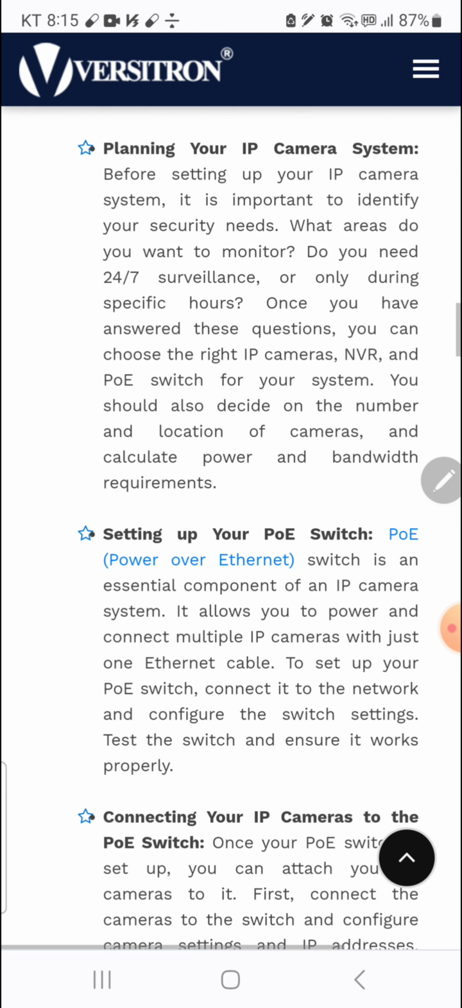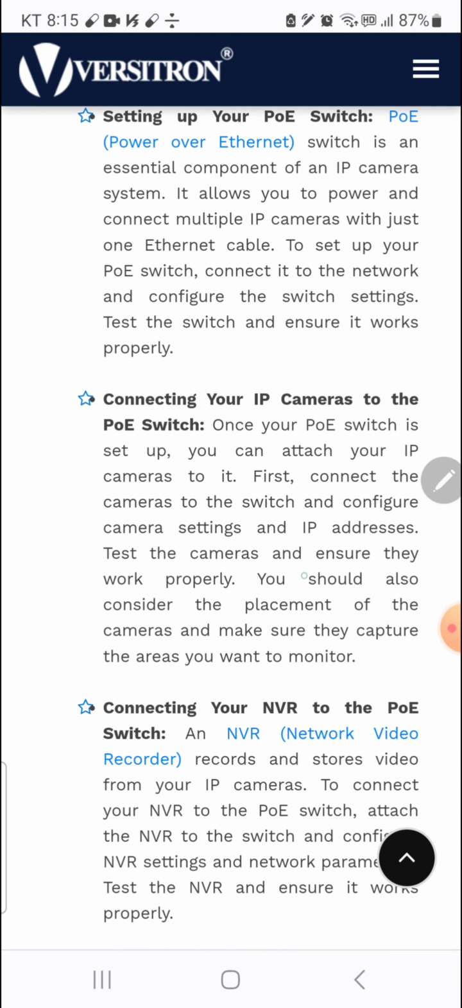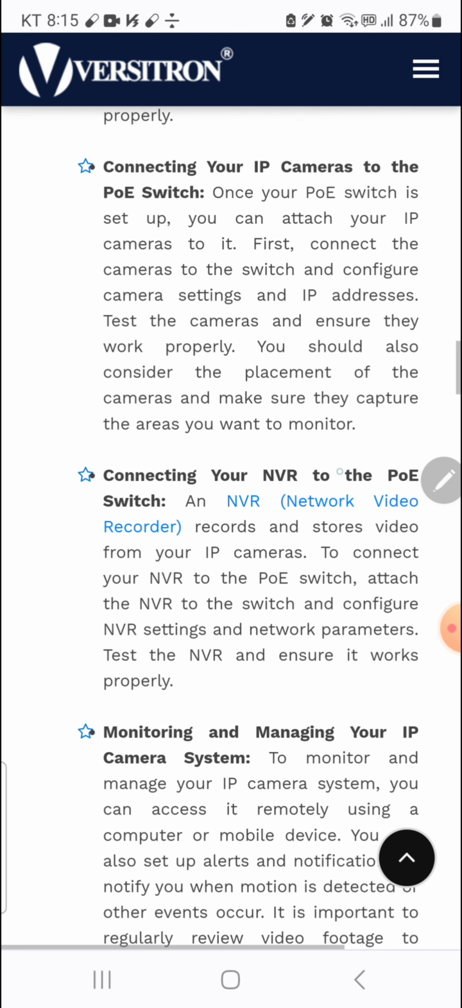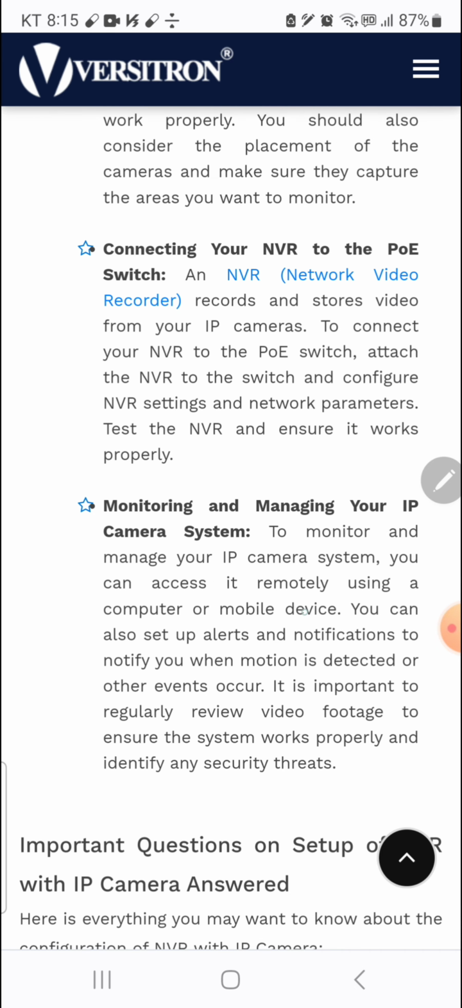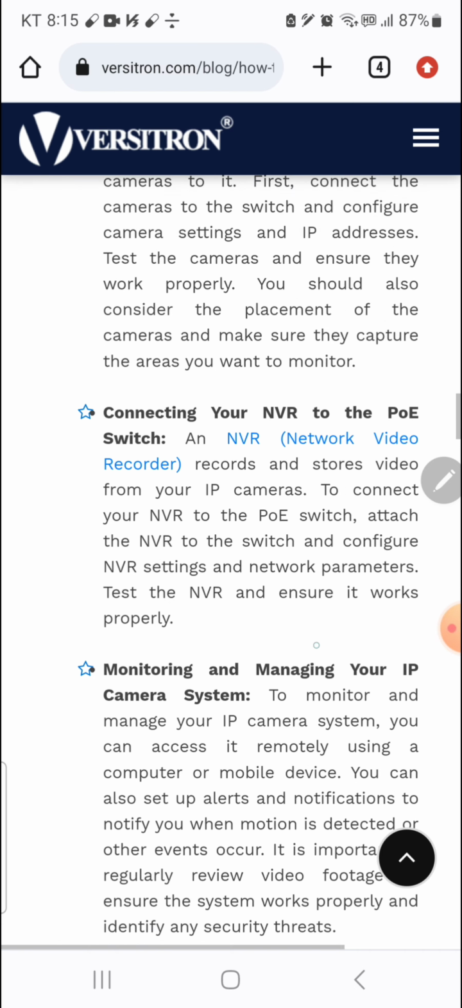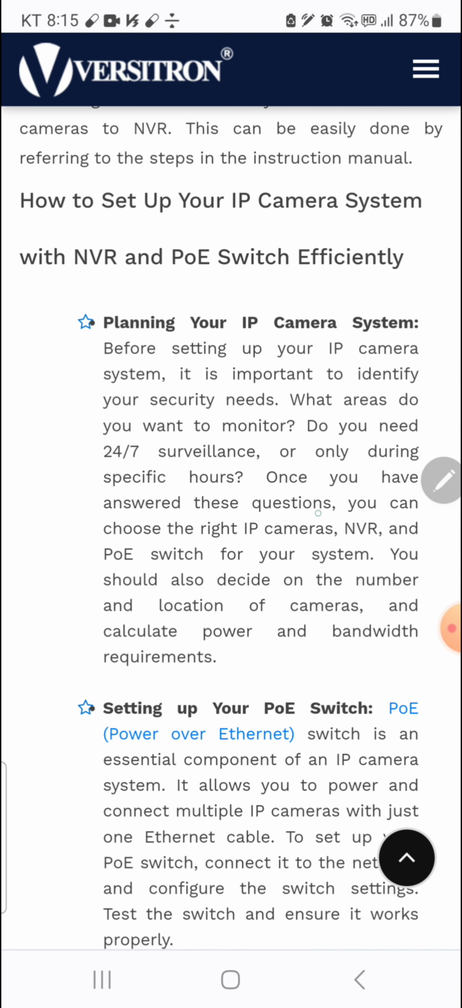Planning your IP camera system, setting up your PoE switch, connecting your IP cameras to the PoE switch, connecting your NVR to the PoE switch, monitoring and managing your IP camera system. So let's go one by one, right? Planning your IP camera system.